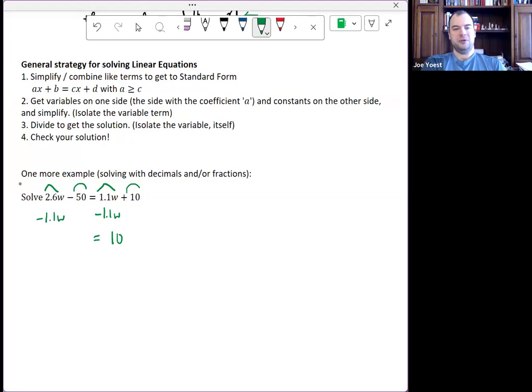Just because I have decimal coefficients, or if I had decimal constant terms, or fraction coefficients, or fraction constant terms, it doesn't really change anything. The arithmetic works the same as above. 2.6W minus 1.1W. What's 2.6 minus 1.1? That is 1.5W minus 50.